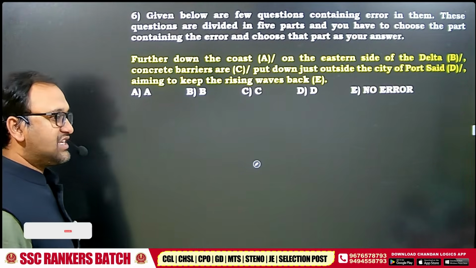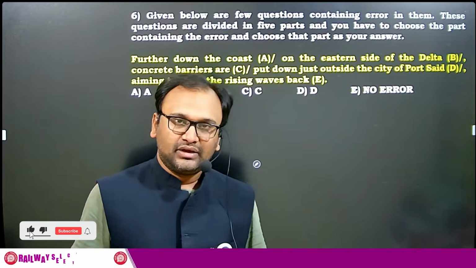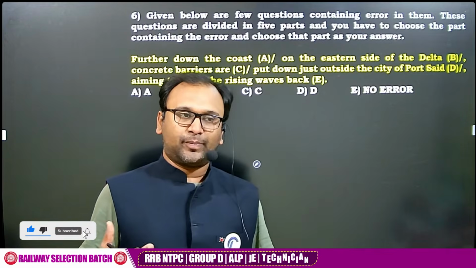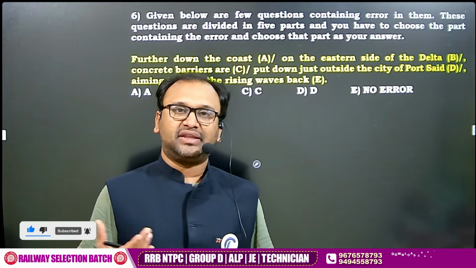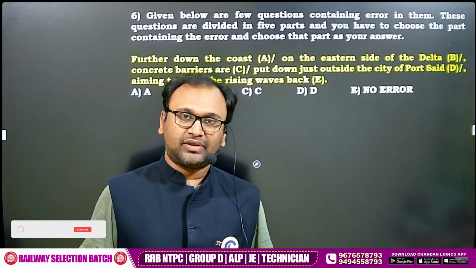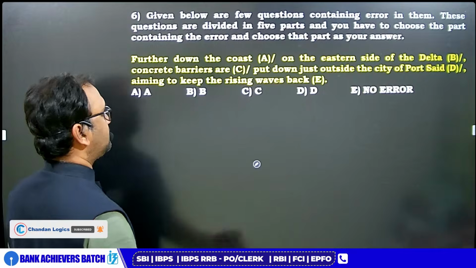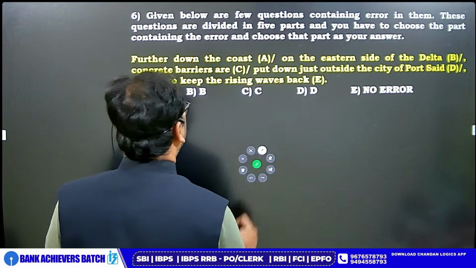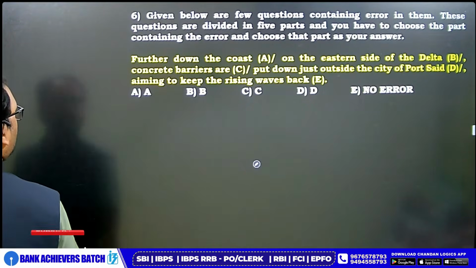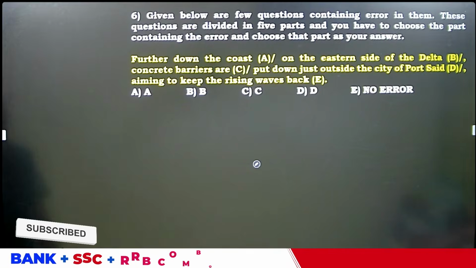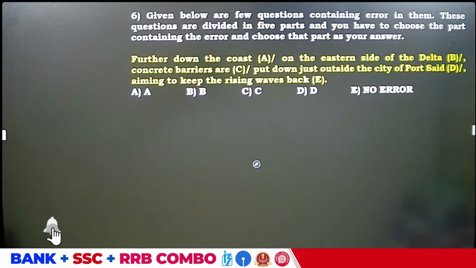So, if you want, I'll explain once again. To protect the people or to protect the agriculture, to protect anything from the rising waves, concrete barriers are put. I'm waiting for your answer. I'll wait for 10 more seconds. Easy question actually.